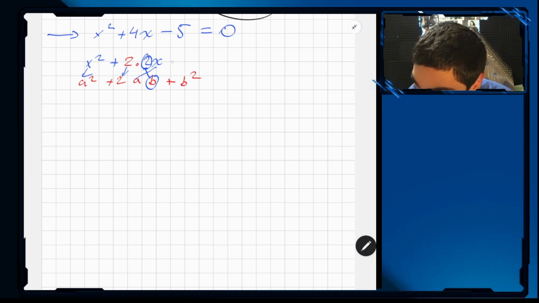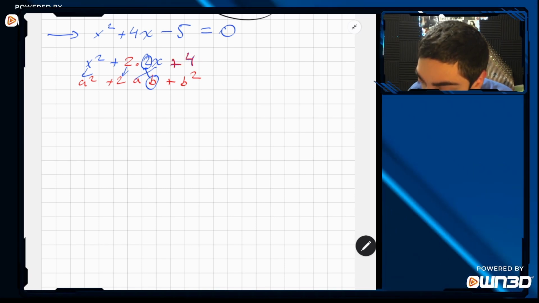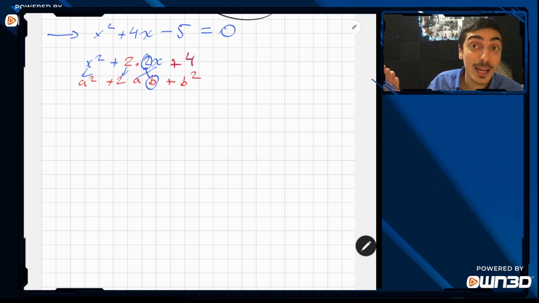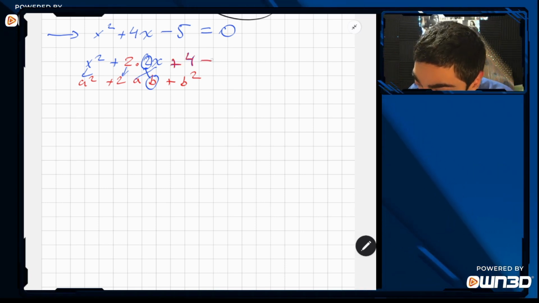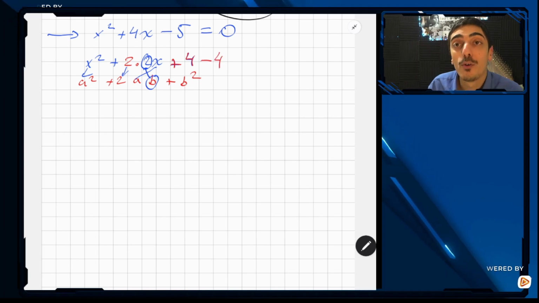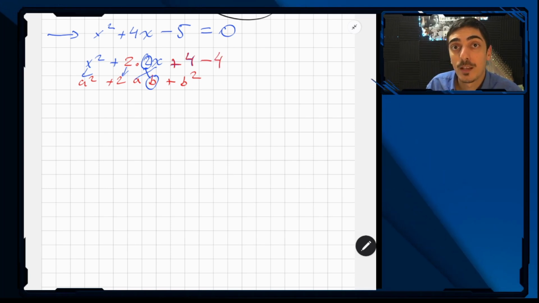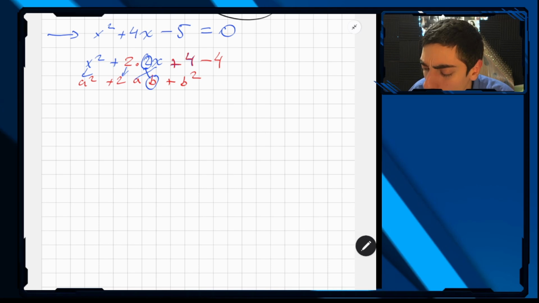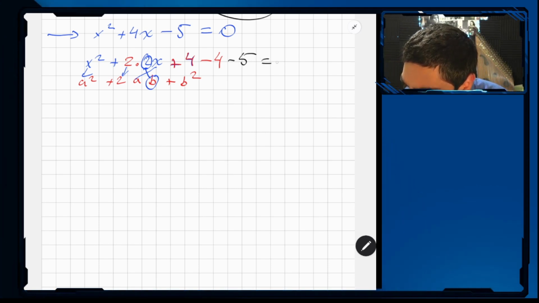So now if b is 2, what is b squared? It's 4. I'm going to put it in red. I added plus 4. Can I add plus 4 out of my head like that? No. I've got to pay on my way out. I've got to remove the 4 again. So that's plus 4 minus 4, which cancels out. Genius trick. Beautiful. Minus 5 equals 0.